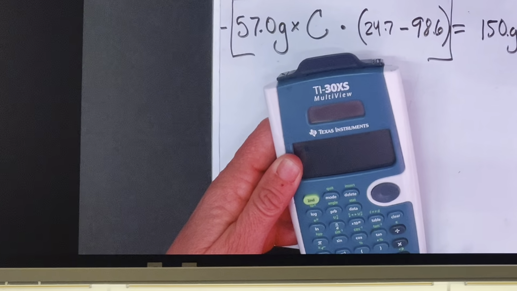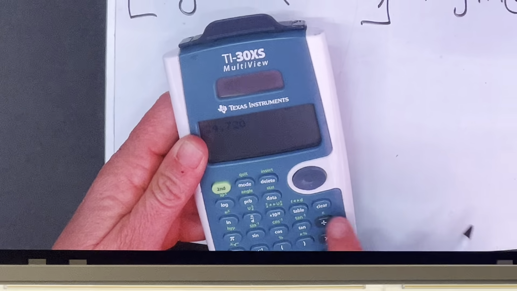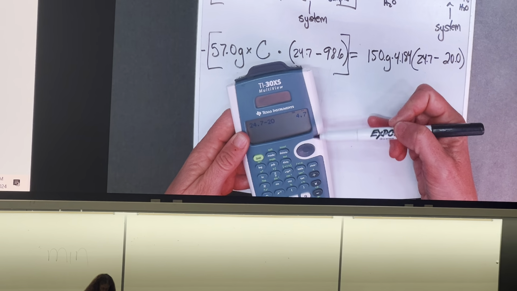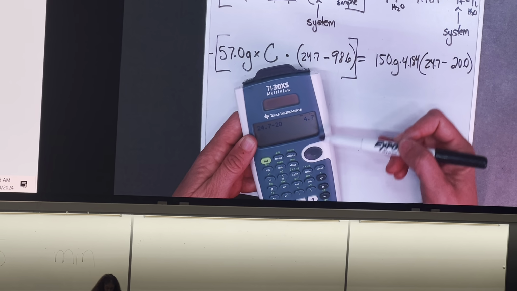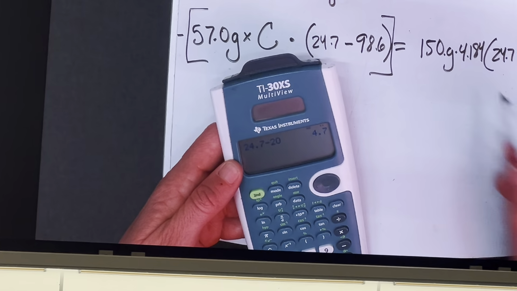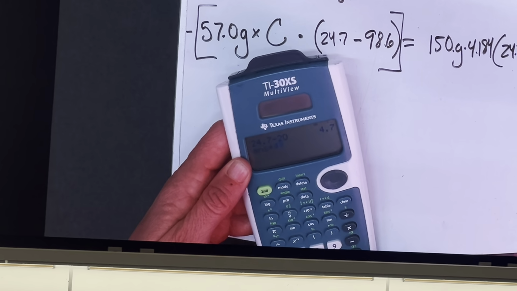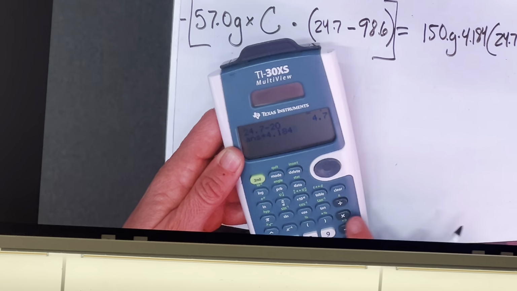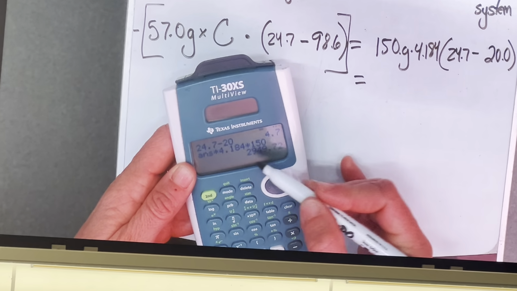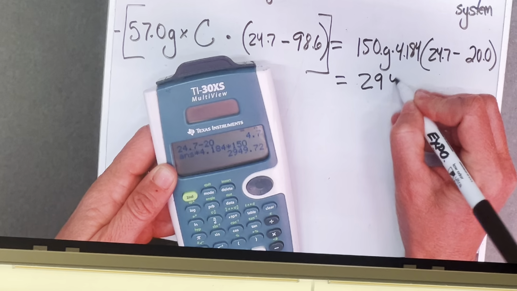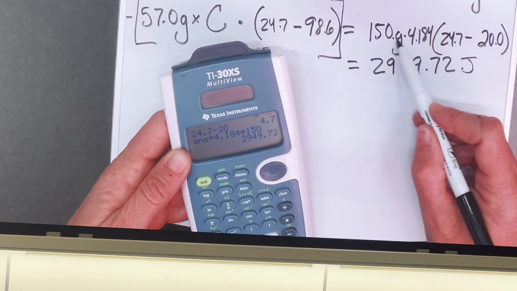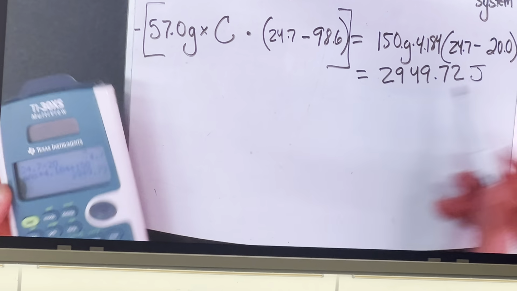24.7 minus 20. Enter. And of course, I have a multi-view calculator, so all my numbers just stay with me. I don't have to write anything down or whatever. I can see everything that's going on. I'm going to multiply it by the specific heat capacity. I'm going to multiply it by 150. And now I have this whole side over here. I don't need to write it down, but I'm going to, because you can't see my calculator very well. This unit's joules, because the grams canceled out and the degrees Celsius canceled out.